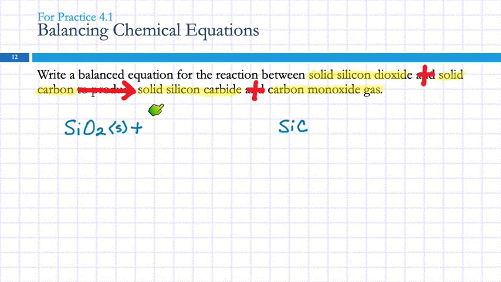There aren't any prefixes here. So if there's no indication of a number, then we usually assume that it's 1. So it's just 1 silicon and 1 carbon.